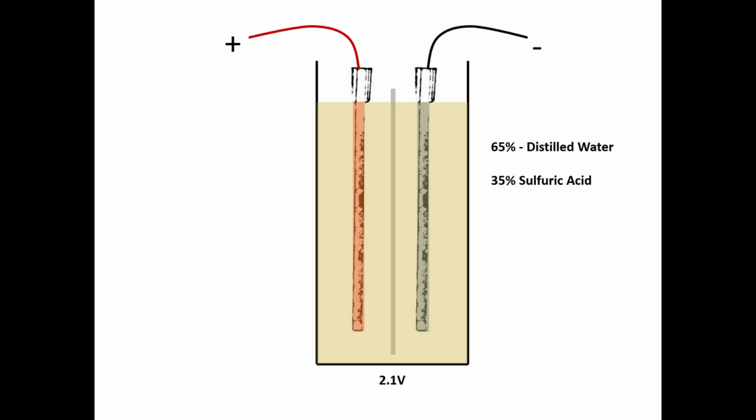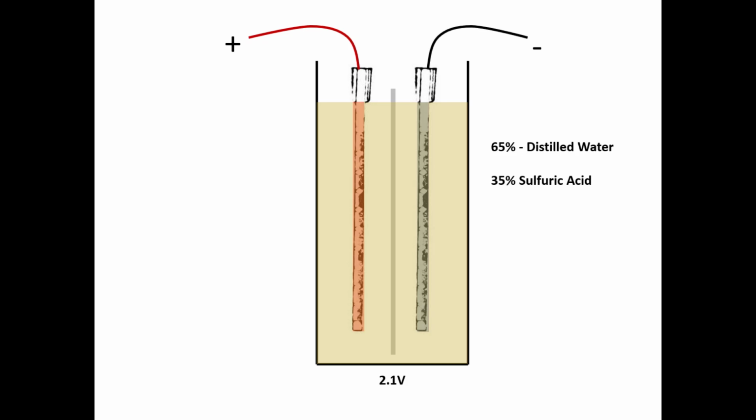To be specific, it is on average between 35% sulfuric acid and 65% distilled water. You may see other figures where it says 34% sulfuric acid and 66% distilled water. This is a rough average.